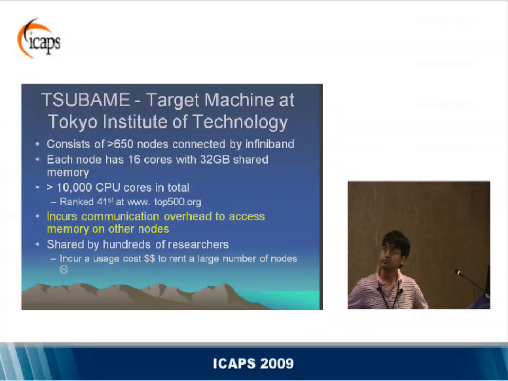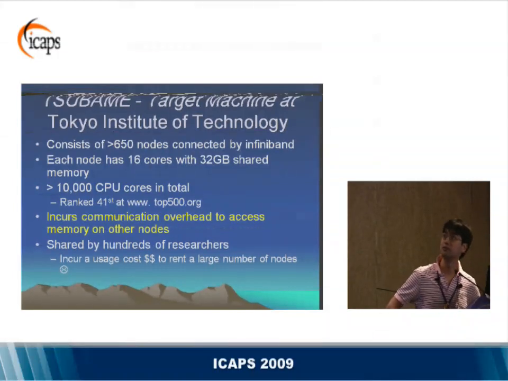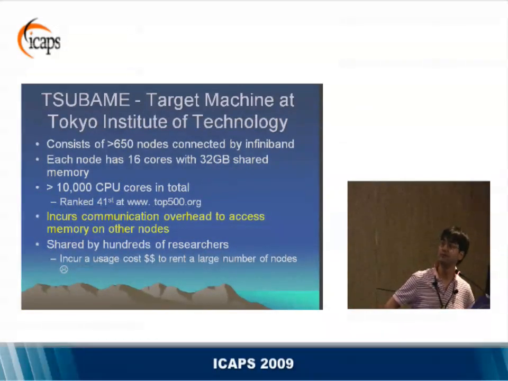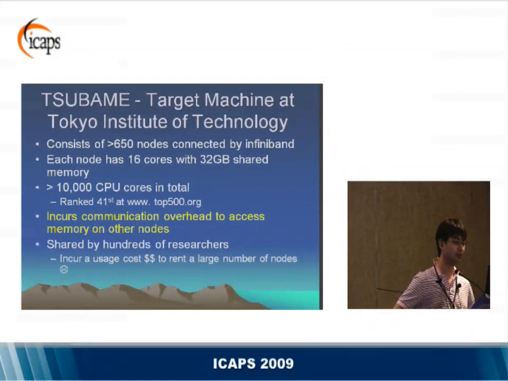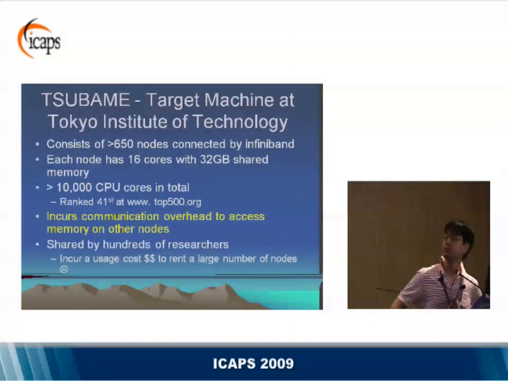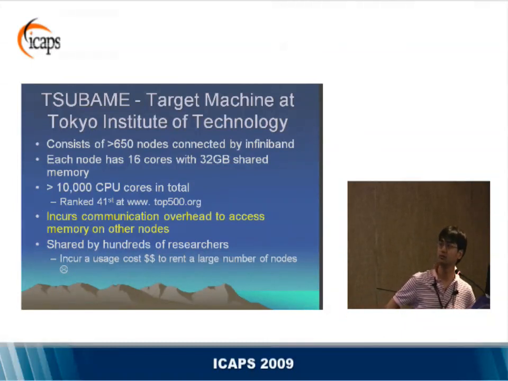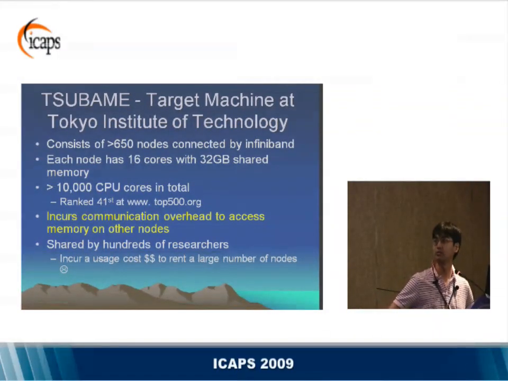Because this kind of thing is quite related to the platform, let me explain the environment I have been working on. Tsubame is a machine which consists of over 650 nodes connected by InfiniBand, and each node has 16 cores with 32 gigabytes of shared memory, resulting in over 10,000 CPU cores, which is ranked 41st in the Top500 list. The biggest problem when parallelizing search is that it incurs communication overhead in order to access memory on other nodes.